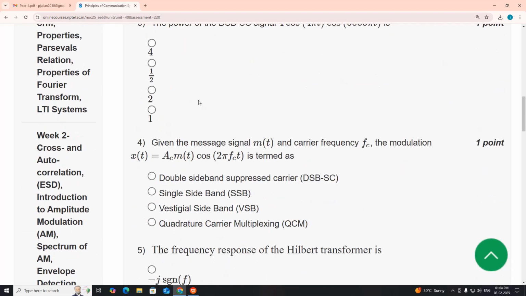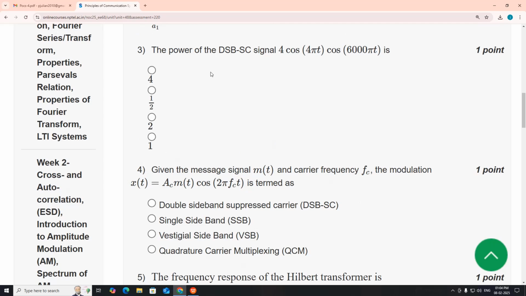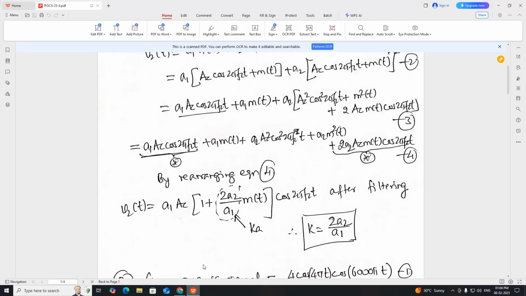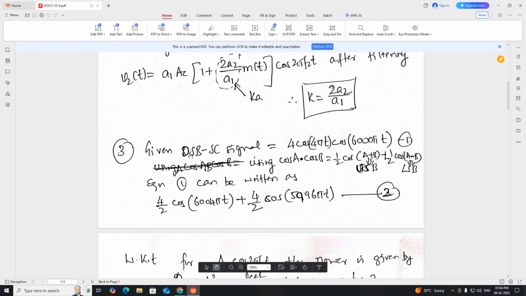Third question, the power of the double sideband suppressed carrier signal 4 cos 4 pi t cos 6000 pi t is. So try to find the answer for this one. The given double sideband suppressed carrier signal is 4 cos 4 pi t cos 6000 pi t. Remember, double sideband suppressed carrier is the multiplication of two signals, the message signal with the carrier signal. So here this is the given equation.